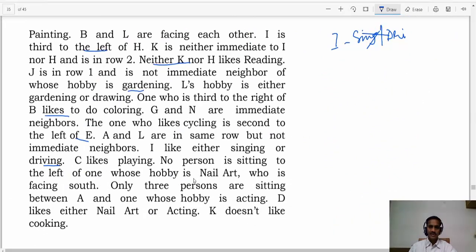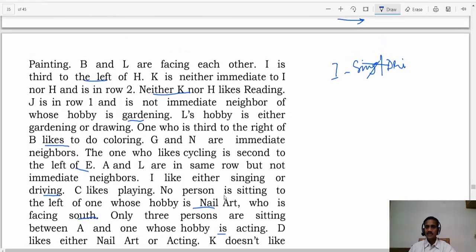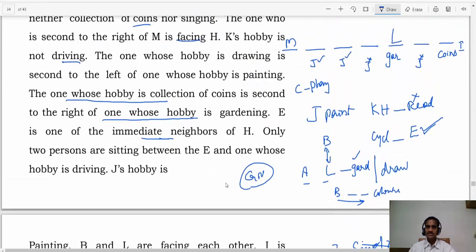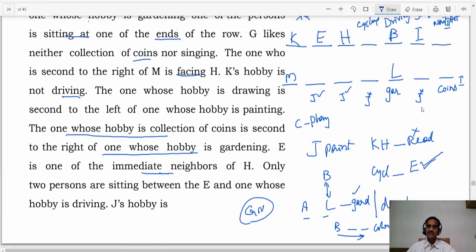And next one, nail art facing south. Only 3 persons between A and the one whose hobby is acting. Between A and acting there must be exactly 3 persons.